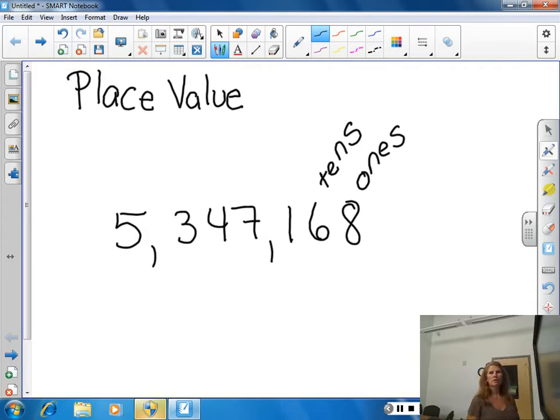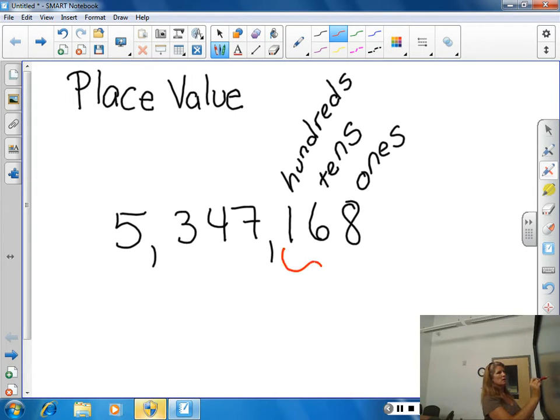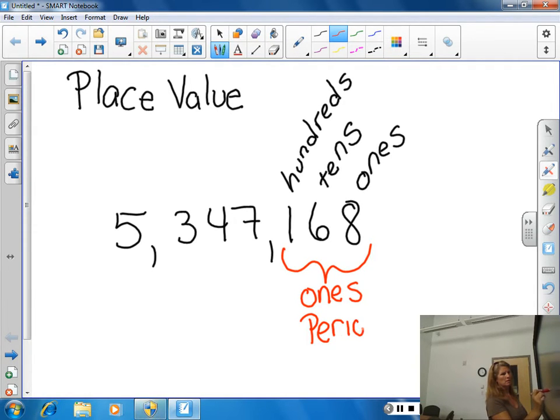And you will need to know these terms, so you want to memorize these if you haven't done it already. Hundreds, and the ones and the tens and the hundreds make up what we call a period. We put commas between the periods. This is the ones period. And then we separate it by a comma, and now we're on to the next period.